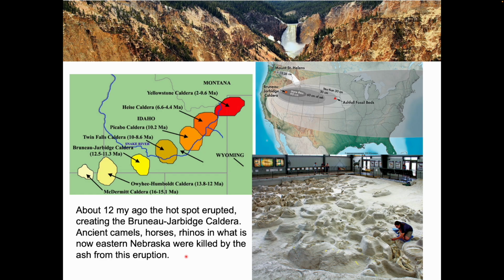All of these animals died during this volcanic eruption. And they were preserved by that volcanic ash and are now being studied. It's a very important paleontological site today. There are 4 other large caldera systems between Bruno-Jarbidge and Yellowstone. Yellowstone itself has 3, which we'll talk about now.